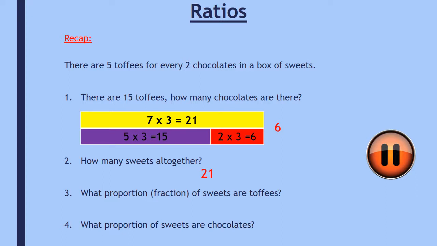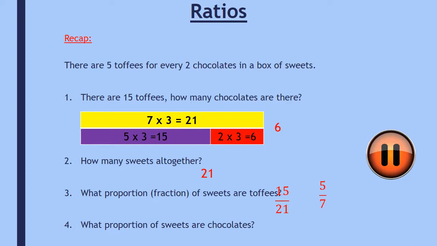Number 3, what proportion or fraction of sweets are toffees? We know when we're talking about fractions or proportions, we're talking about how much out of the whole. We know that there are 21 altogether. So 15 out of 21 are toffees. And we must remember that we can also simplify that fraction by dividing it by 3. 15 divided by 3 is 5 and 21 divided by 3 is 7. The highest common factor of 15 and 21 is 3. So that's what we divide both our numbers by when we're simplifying our fraction, and also when we're simplifying our ratios, that will come in handy too.